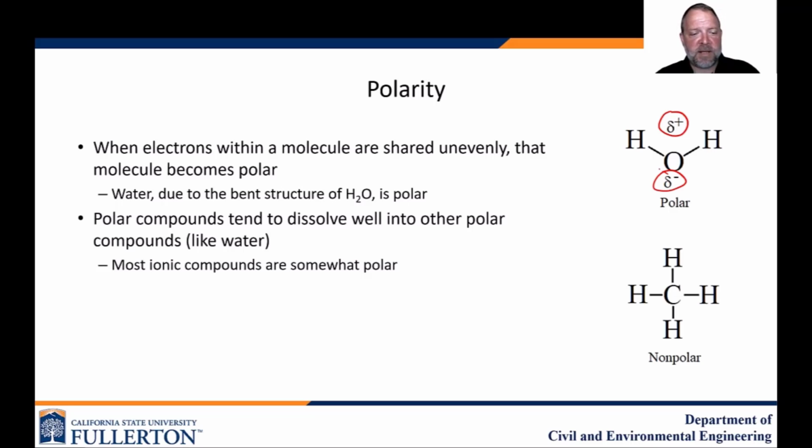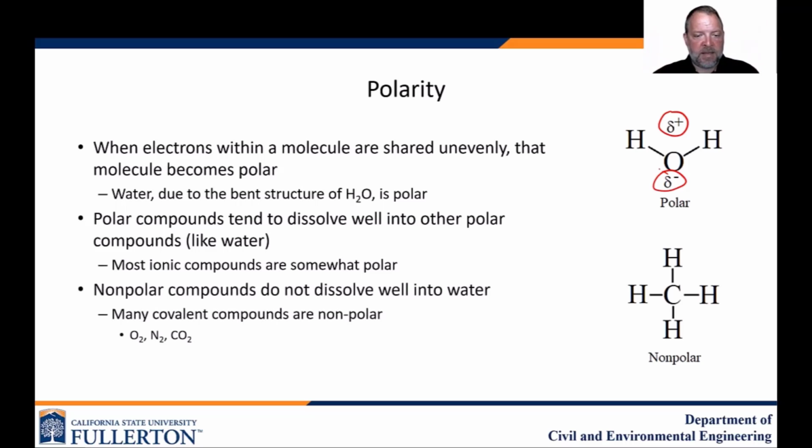Polar compounds tend to dissolve well. Most ionic compounds are somewhat polar because they're a plus and a minus, and they tend to share that unevenly. But most covalent compounds are nonpolar. If you think about fats and greases, those are nonpolar compounds, and they do not dissolve well. This is a little bit far afield, but if you take a fat and cleave off the fatty acid and put a positive charge there, it actually becomes a soap. It becomes so polar that it's able to dissolve in water. So soap is made by taking fats and making them polar.